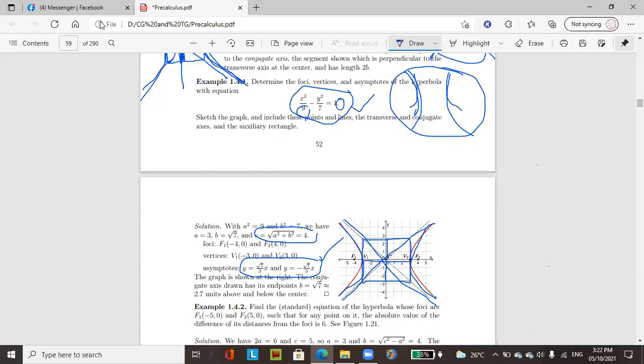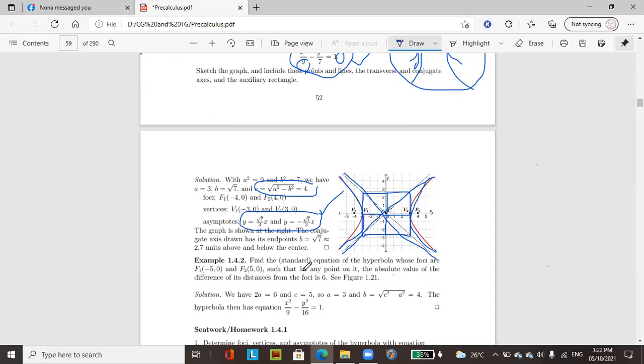Any question? None. So, let's proceed to example number 2. Find the standard equation of the hyperbola whose foci are F1 and F2 such that for any point on it, the absolute value of the difference of its distances from the foci is 6.